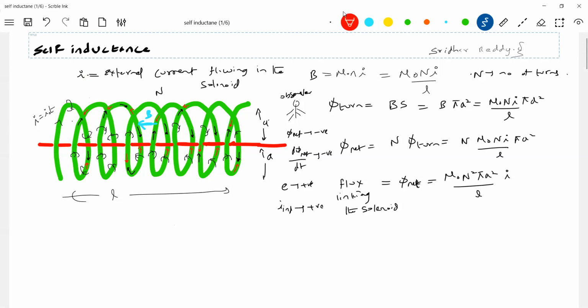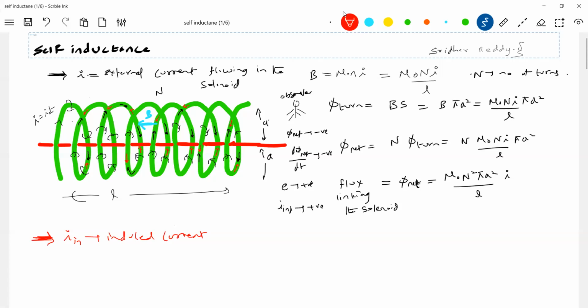So now what is I? This I is the current. I induced is the induced current. The symbols we were using like this, no? This black color arrow and the red color arrow is what? The induced current.